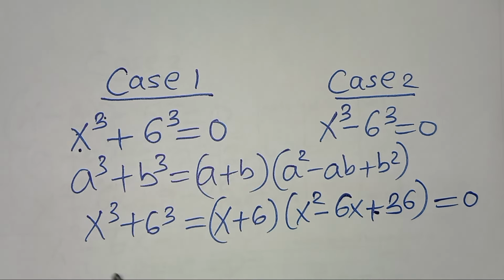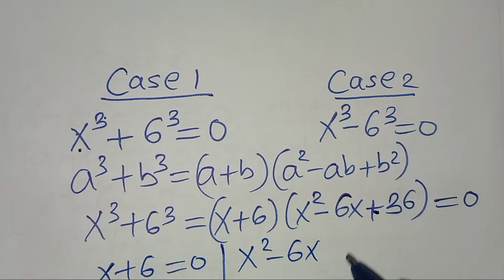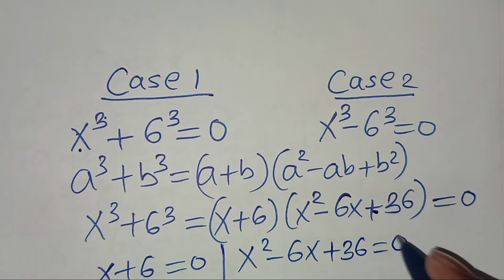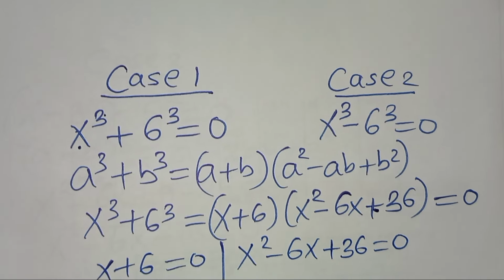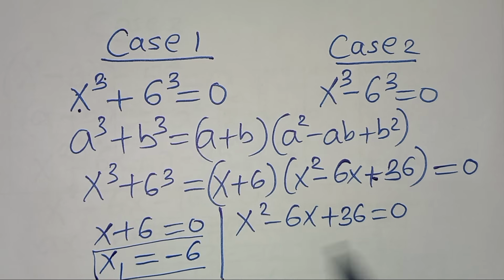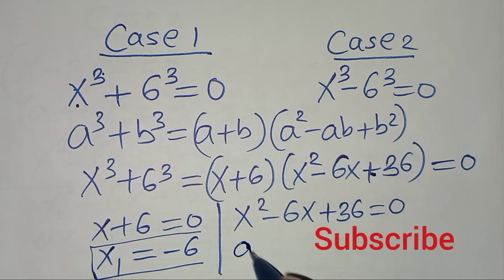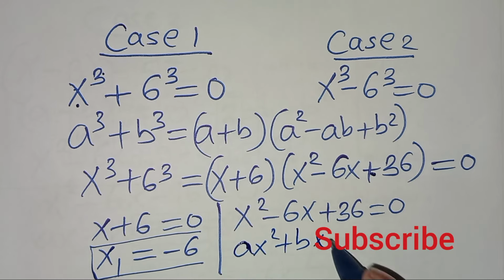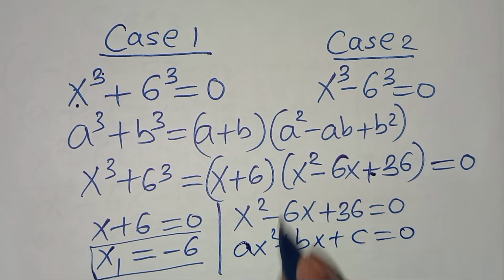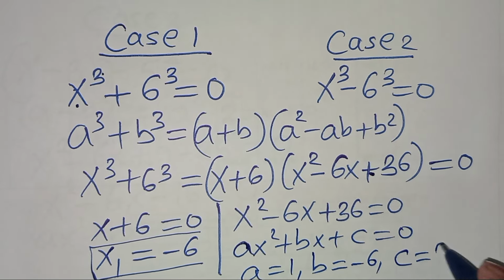Now here we have two parts. We have that x plus 6 is equal to 0, and the second part is x squared subtract 6x plus 36, equal to 0. From the first part, we find that x1 is definitely equal to negative 6. So let's solve for the other possible values of x in this quadratic equation, which is in the form of ax squared plus bx plus c equal to 0. Now a is equal to 1, b is equal to negative 6, and c is equal to 36.